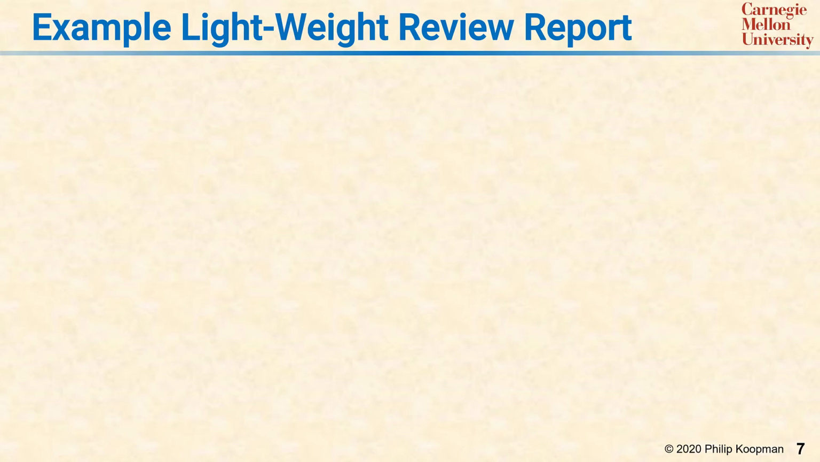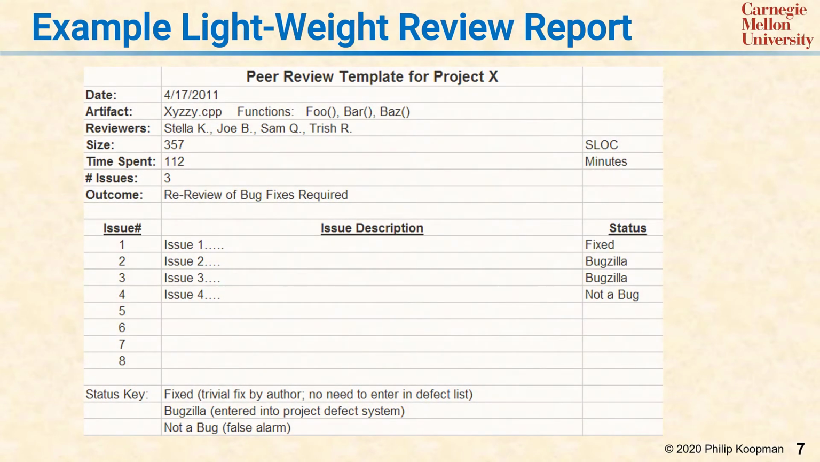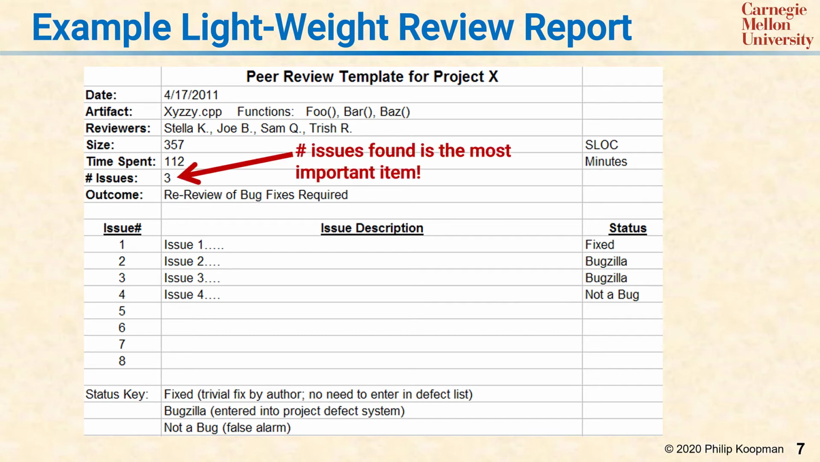Here's an example of a lightweight review report form. The header contains information to record what was reviewed and some simple metrics that may be helpful for later analysis. The most important item in the header beyond what was reviewed is the number of total issues found. We'll see that reviews should be finding more than half your defects. This number from this form is how you get the total number of defects found by your reviews.